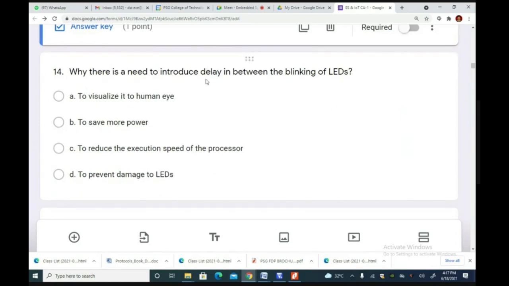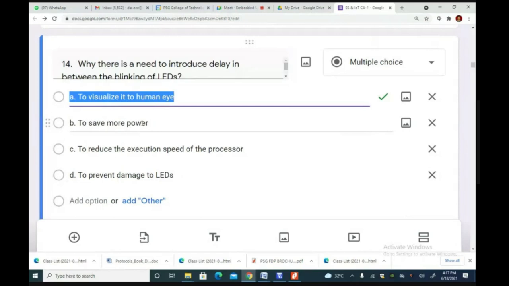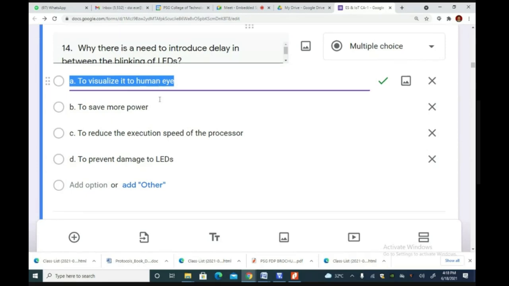Why is there a need to introduce a delay in between the blinking of LEDs to visualize it to the human eye? To save more power is secondary. To reduce the execution speed of the processor is secondary. To prevent damage to LEDs is secondary. We are introducing a delay in between the blinking of LEDs to visualize it to the human eye, which is the right answer.